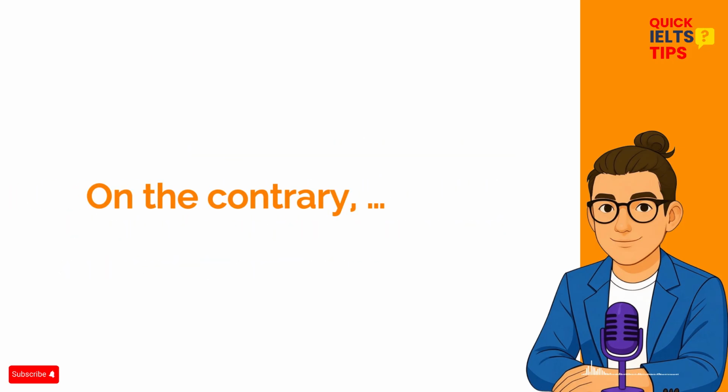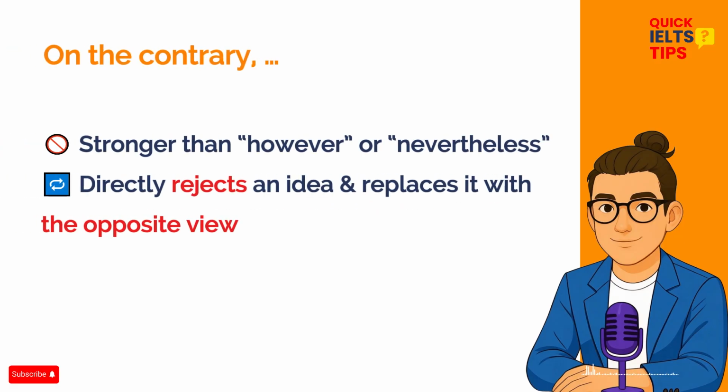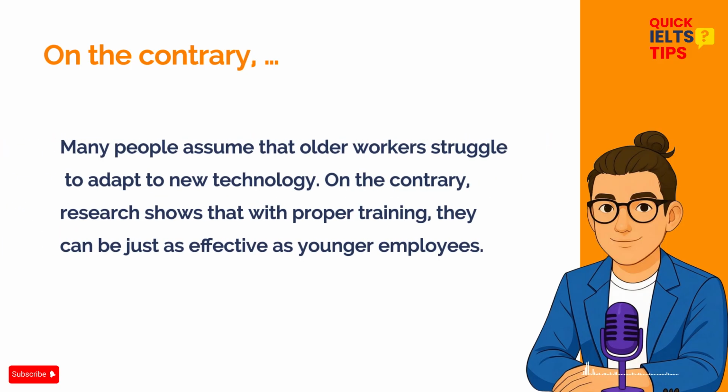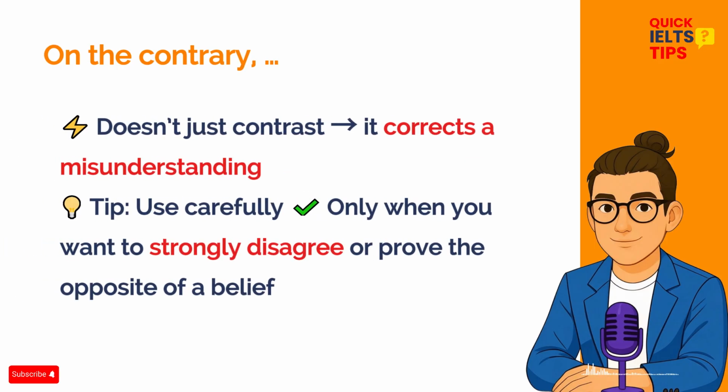Our fifth phrase is on the contrary. This one is useful when you want to directly reject an idea and replace it with the opposite view. It's stronger than however or nevertheless because it shows that the first statement is not just limited, but actually wrong or misleading. For example, many people assume that older workers struggle to adapt to new technology. On the contrary, research shows that with proper training, they can be just as effective as younger employees. See the difference? It doesn't just contrast, it corrects the misunderstanding.